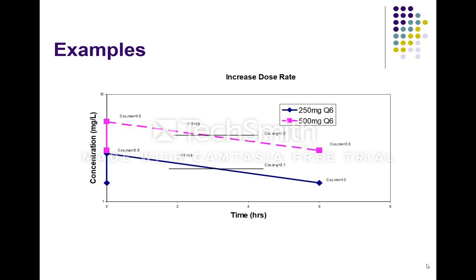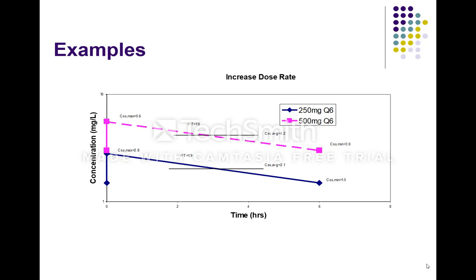Okay? If we go from 250 Q6 to 500 Q6, what have we done to our dose rate? We've doubled it, right? What have we done to our dose interval? It stays the same, right? So the only thing we've done is double the dose rate. We're going to assume no other changes happen in the patient. So what do we expect to happen? What do we know dose rate has an effect on? CSS average. So what do we expect to happen to CSS average?